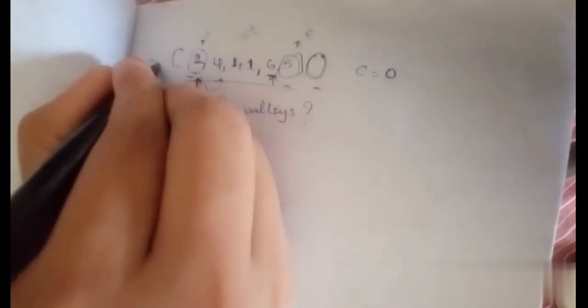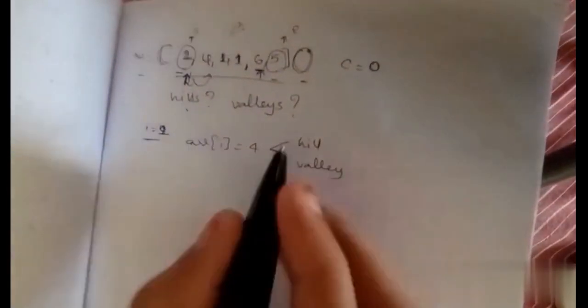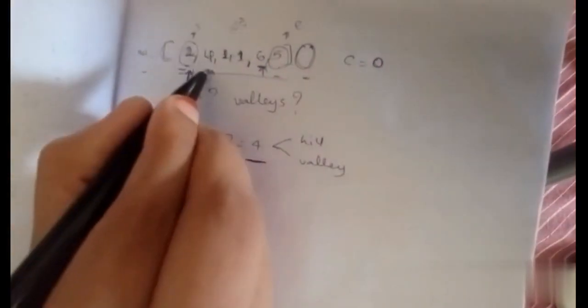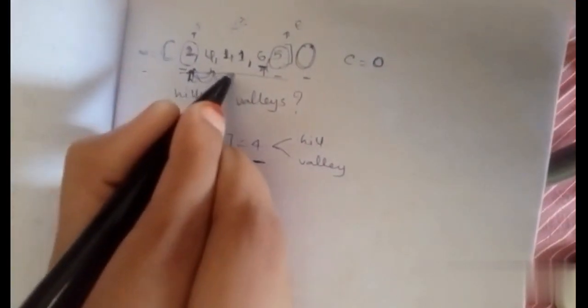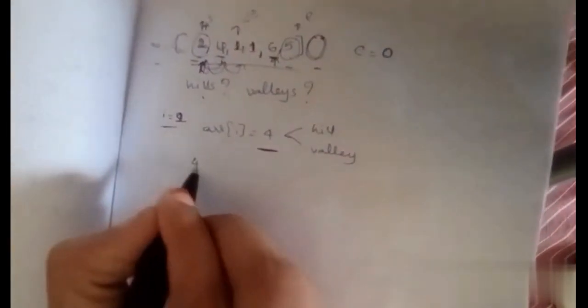So i is equal to 1. So let's say this is the array. So array of 1 is 4. Now we have to check if it is a hill or a valley. So for a hill, what should you satisfy? This number should be greater than its closest neighbor and the next closest neighbor, and both neighbors should be non-equal. They shouldn't match the current element. So 4, if you see, 4 is greater than 2 and 4 is greater than 1. So it is a hill, right?